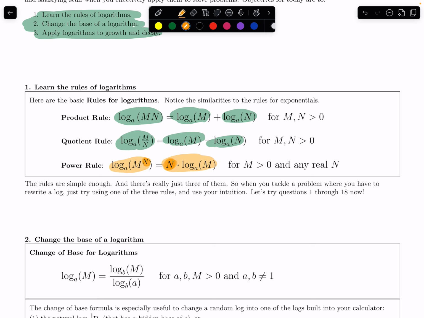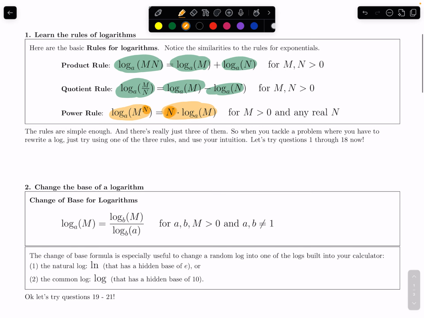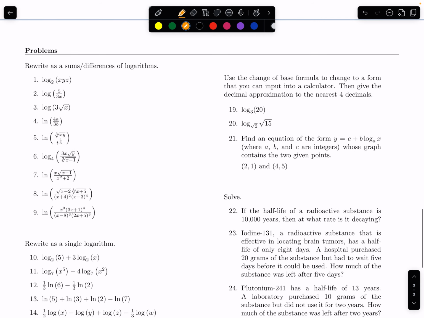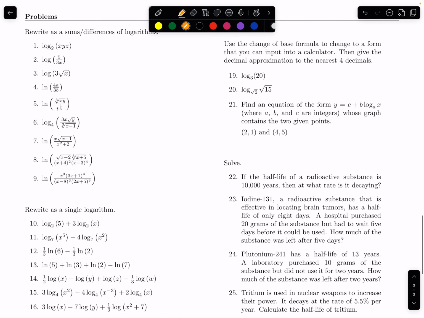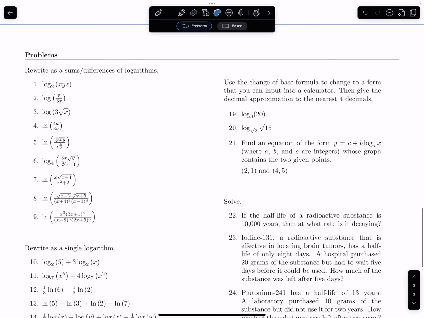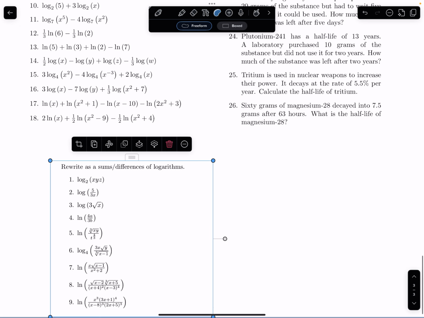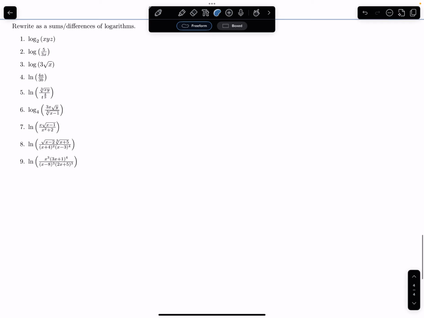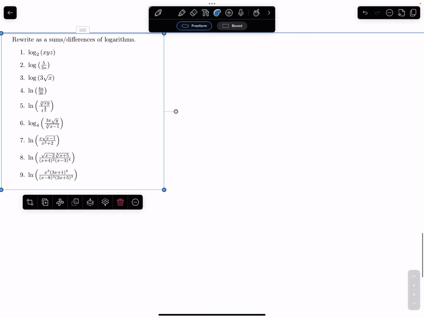Simple enough. And it's only 3. So you're going to take a problem and basically apply one of those 3 rules. We're going to use those rules to simplify logs or, like in questions 1 through 9, rewrite as a sum or difference. All right, see how far we can get in this first video. 18 questions seems like a lot, but I think some of these should go relatively quick. So let's just jump into it.